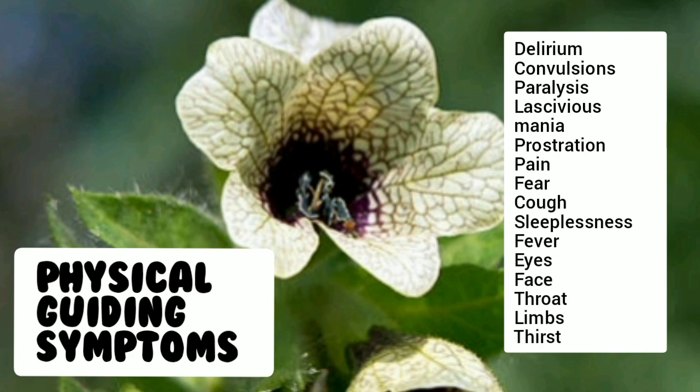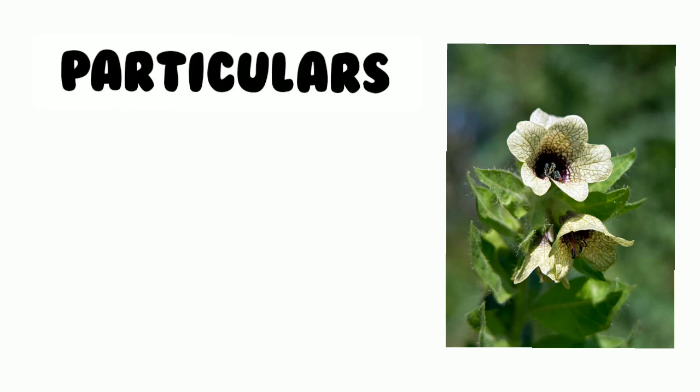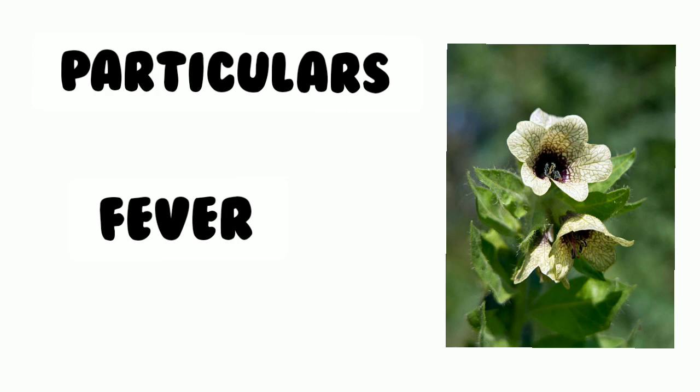Throat: constriction of the throat with inability to swallow, especially fluids and liquids. Limbs: extremities are cold, trembling and numb. Thirst: patient is thirsty, drinks very little water at a time. Characteristic particulars, fever, typhoid fever. Hyoscyamus is very useful in typhoid fever.